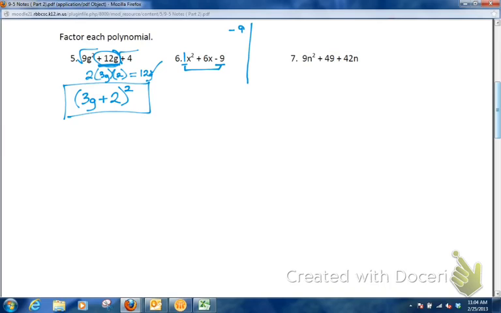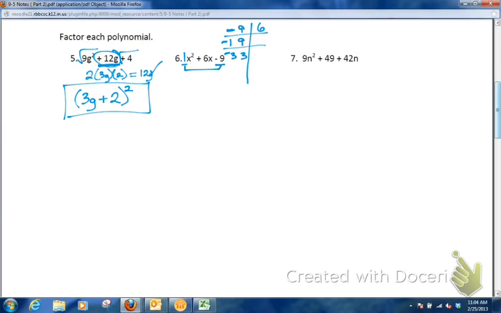Make this a little neater, sorry. 1 and 9, 3 and 3. A lot of people are going to look at 3 and 3 and say 3 and 3 makes 6. Yes, but 3 and 3 will not make 9, or will not make negative 9. The only way to make a negative 9 is if one of these is negative.